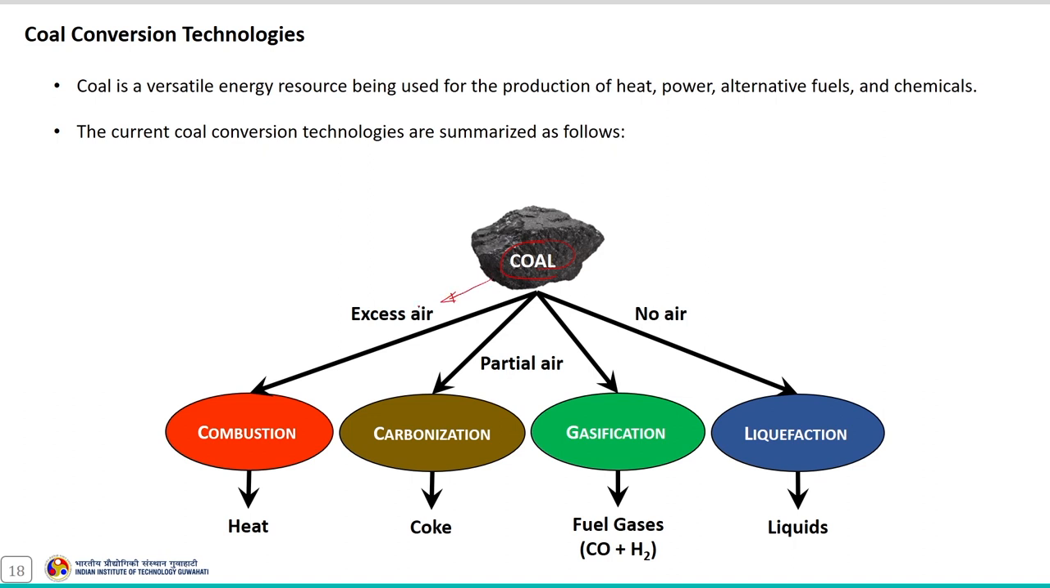Coal with an excess supply of air can be combusted to produce heat as a product, while in a limited supply of air it can be carbonized to produce coke, or gasified to produce fuel gas, that is carbon monoxide plus hydrogen. Another alternative technology is the liquefaction of coal in the absence of air to produce a liquid product. So these are different technologies available for the conversion of coal to suitable products. Now let us discuss these technologies one by one.